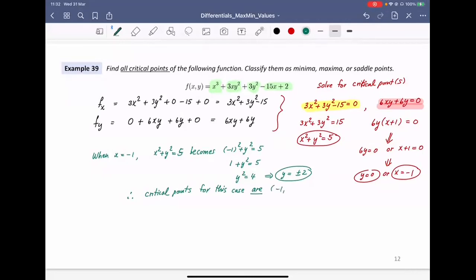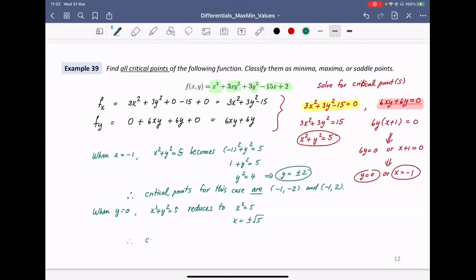x equal to -1, y equal to -2, and x equal to -1, y equal to 2. So when x equal to -1, you have two critical points. Good. And when y equal to 0, let's see what you have. x squared plus y squared is going to be reduced to x squared equal to 5, right? Because y equal to 0. And that means x equal to plus or minus square root 5.